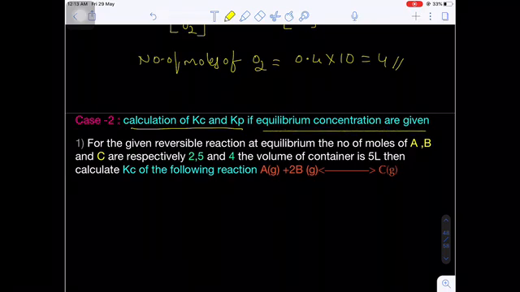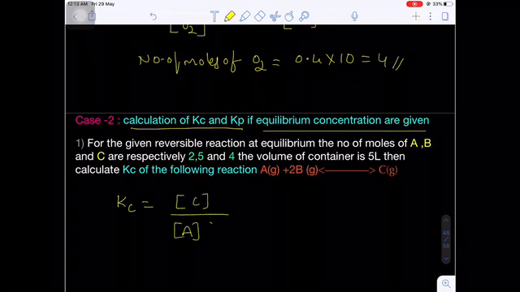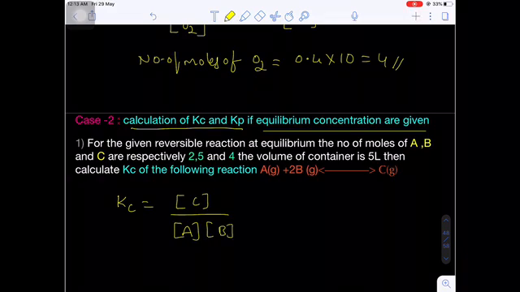Now the next case, the calculation of Kc and Kp if the equilibrium concentrations are given. This is a direct question. If the concentrations of the species at equilibrium are given, it is very easy to calculate. Let's suppose we have one equation, A plus 2B gives C. So directly we can write the Kc expression: concentration of C whole divided by concentration of A multiplied by concentration of B whole square.